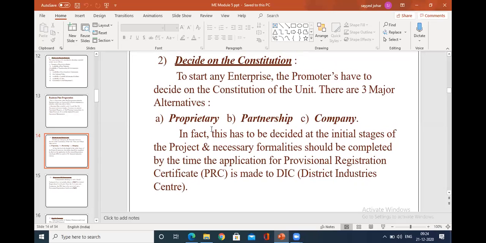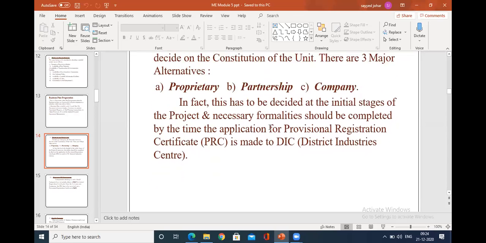So once again, I repeat, decide on the constitution at the preliminary stage. You have to decide whether it is a proprietary business, partnership business, or a company business.